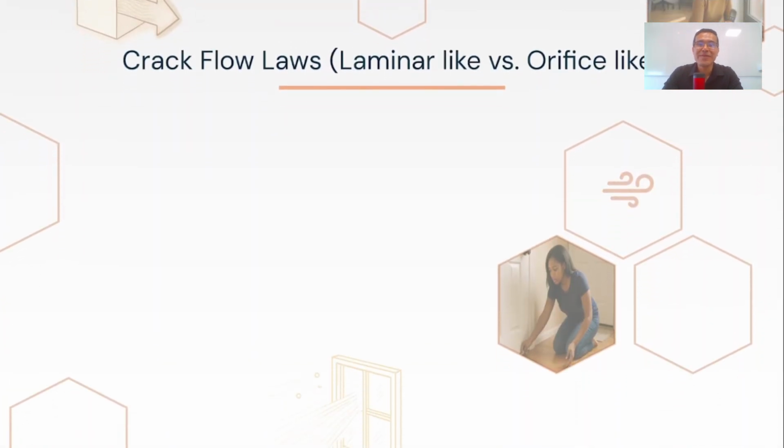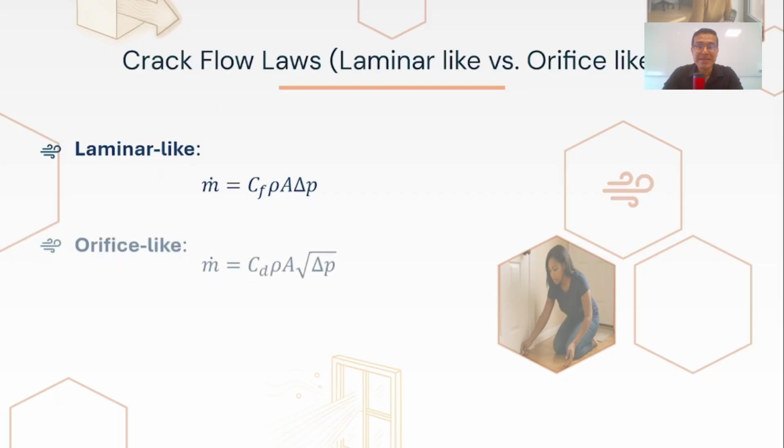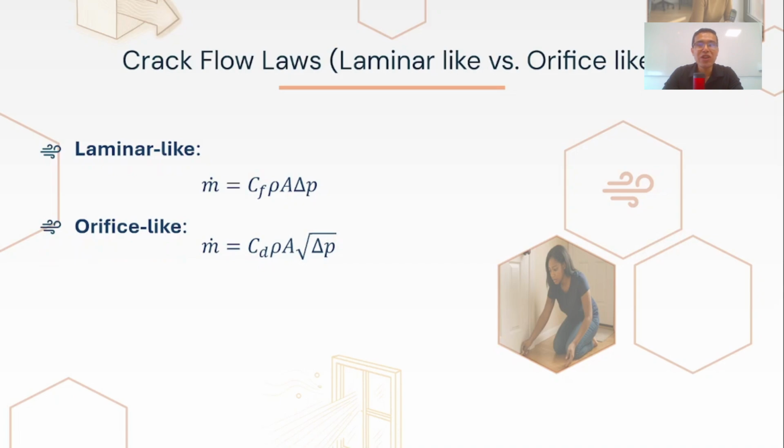Let's get even more specific about how that pressure makes air move. Let's zoom in on a single crack. The way air moves through it depends on the pressure difference. For very small pressures, the flow is laminar-like, meaning the flow rate is directly proportional to the pressure. Think of it as a smooth, predictable flow. But as the pressure increases, the flow becomes more chaotic and turbulent, behaving like an orifice. This means the flow is proportional to the square root of the pressure difference.